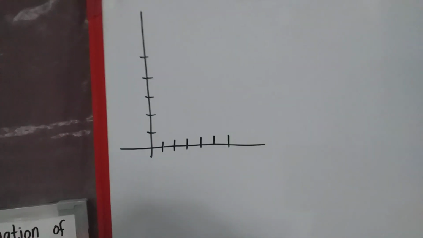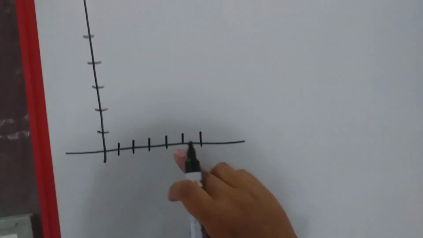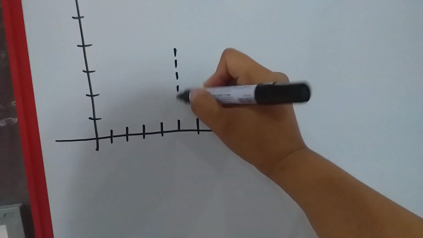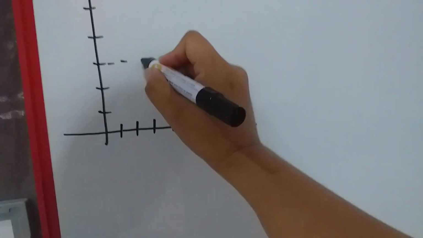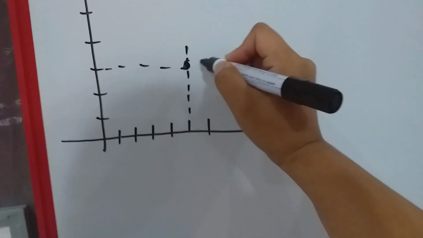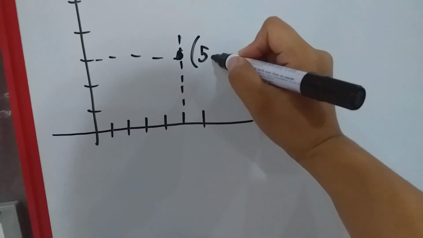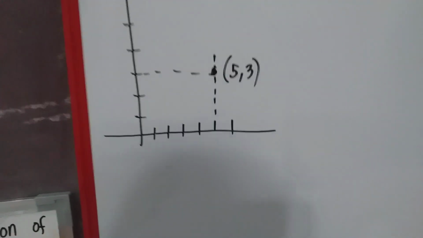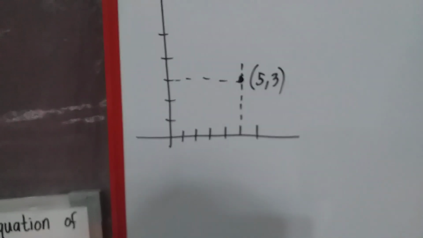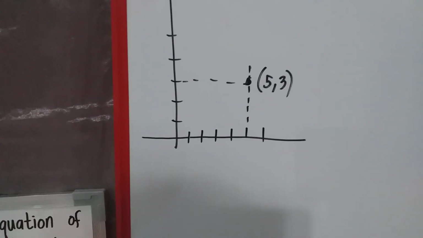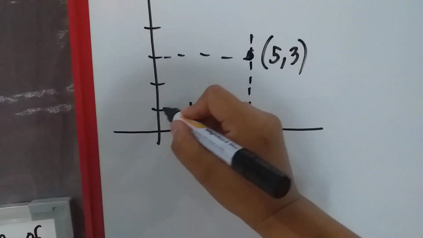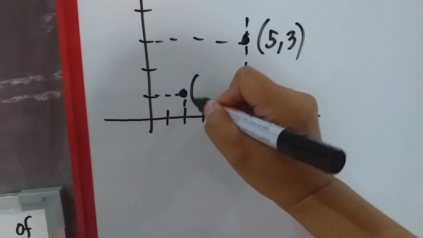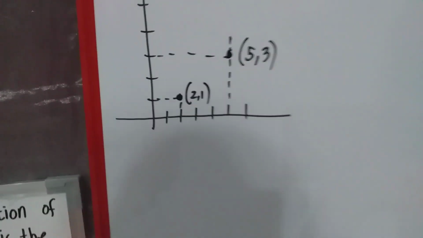So for (5, 3), the x coordinate is 5. That's 1, 2, 3, 4, 5. And the y coordinate is 3. That's 1, 2, 3. So there is (5, 3). Next is to plot (2, 1). So the x coordinate is 2, and the y coordinate is 1. So point (2, 1) is located there.